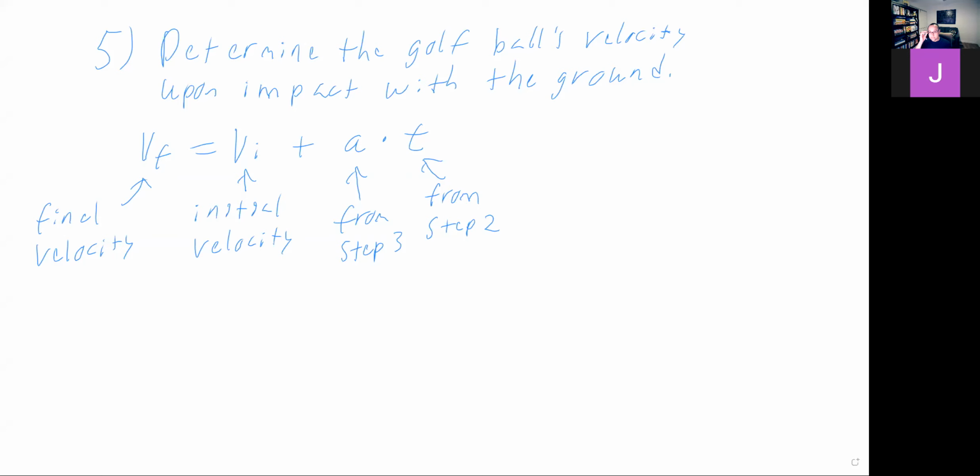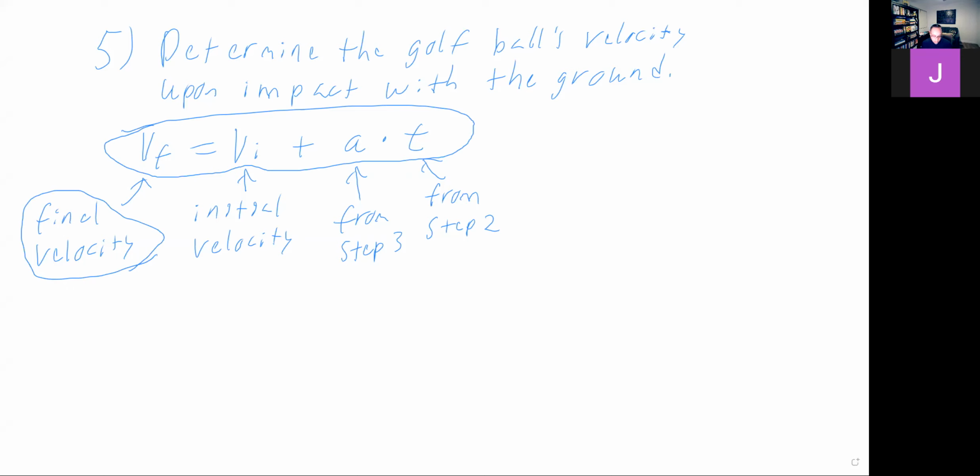All right, so lastly, we want to determine the golf ball's velocity upon impact with the ground. So how do we do this? We have another equation that we're going to learn more about when we take 11th grade physics, but we can use it right now and we can understand it right now. So let's talk about it. So V subscript F, that means final velocity, velocity final. That's the velocity with which the golf ball is going to impact the ground, and we're going to calculate that.